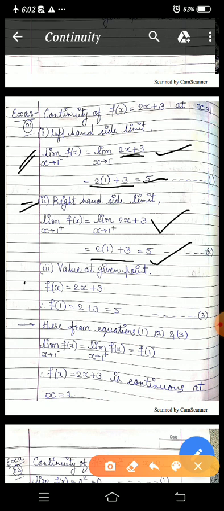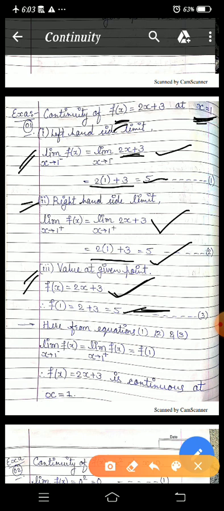Now the third point, that is the value at the given point. Here the given point is x equals 1. The function is given, f of x equals 2x plus 3. So 2x plus 3 as it is, and instead of x now we need to put that point. Here the point is x equals 1. So f of 1 equals 2 plus 3, that is equal to 5. Call that equation number 3.